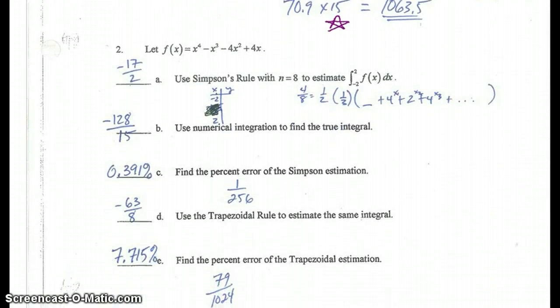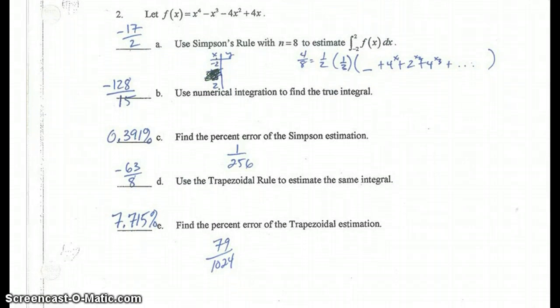Then we're going to look at the function f of x. We're going to use Simpson's rule in A, find the regular integration in B, the percent error using Simpson's rule in C, the trapezoidal rule in part D, and we're going to find the percent error of the trapezoidal rule in part E.